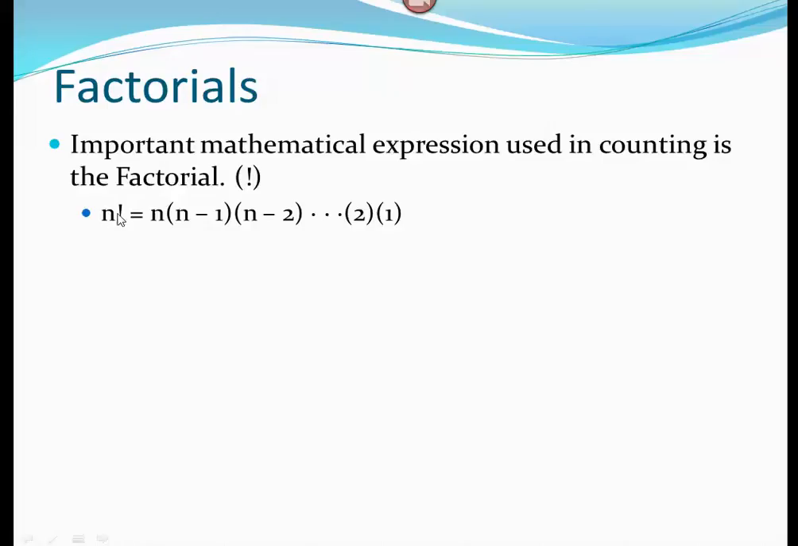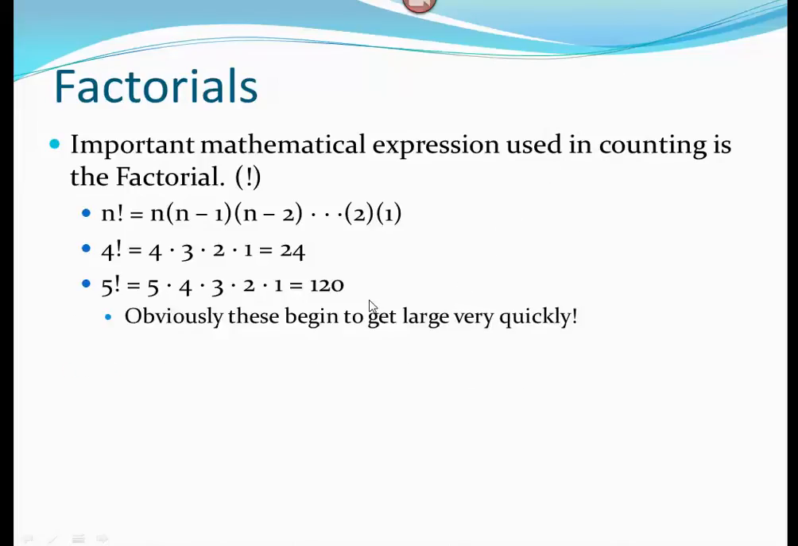If I have a number and we're taking the factorial of that number, the result is that number times 1 less than that number, times 2 less than that number, all the way down until our numbers go to 1. So for example, 4 factorial is 4 times 3 times 2 times 1, so 24. 5 factorial, 5, 4, 3, 2, 1, multiplied together give me 120. So we can see that these numbers begin to get very large very quickly.